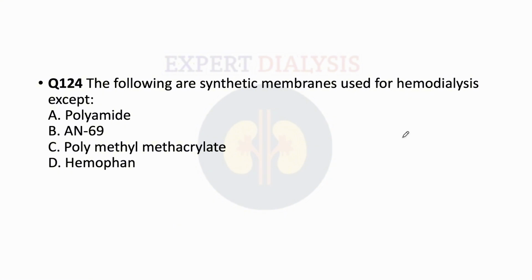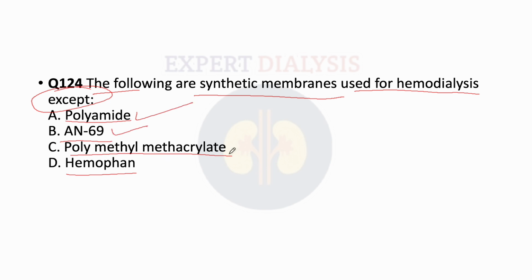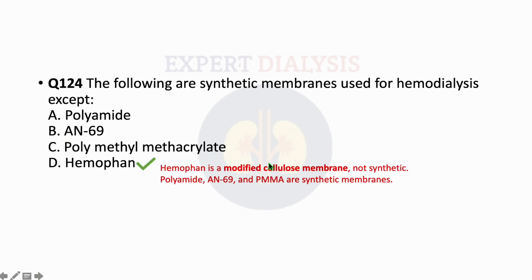Moving ahead to the fourth question, it says the following are synthetic membranes used for hemodialysis except. The given options are polyamide, AN69, polymethyl methacrylate, and hemophan. Polyamide is a synthetic membrane, we know it. AN69 is also synthetic. Polymethyl methacrylate is also, but hemophan is not purely a synthetic membrane. So the answer will be D. Hemophan is a modified cellulose membrane, not synthetic, while the rest are.